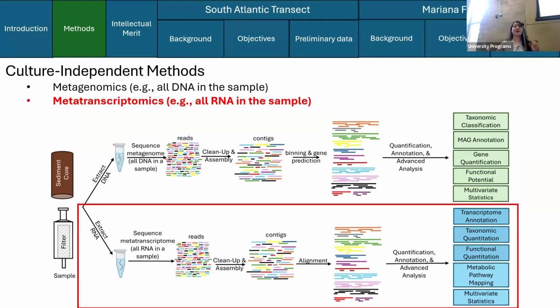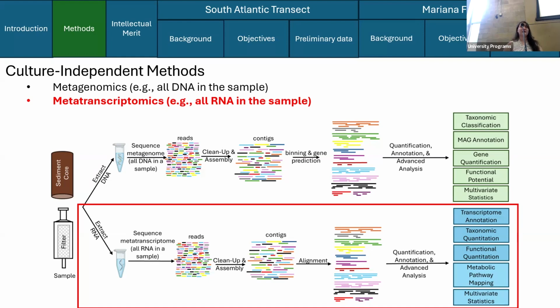And then metatranscriptomics, which is all of the RNA in a sample. So the difference from metagenomics to metatranscriptomics is RNA will tell you what is actually active in the sample. So what types of metabolisms are actually being utilized in the sample at the time that the sample was preserved. And the method for this is fairly similar to DNA, where you start with your sample and you extract the RNA.